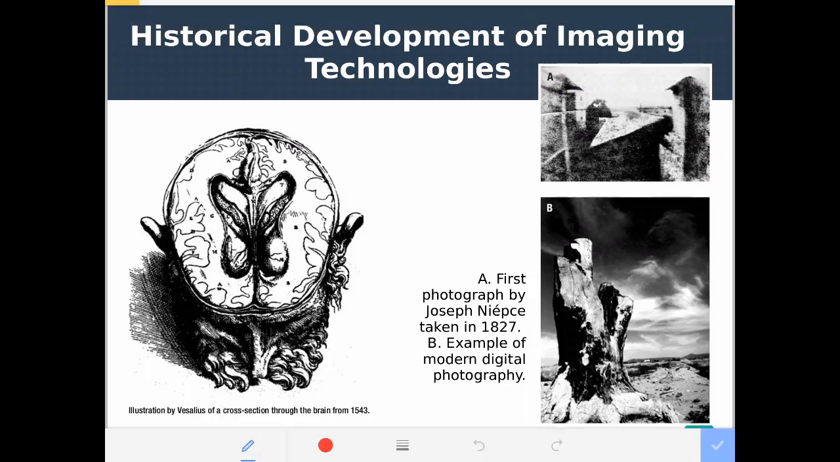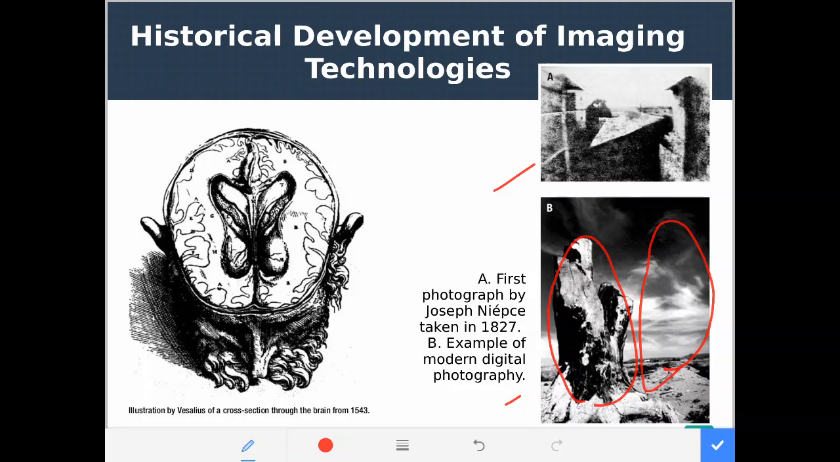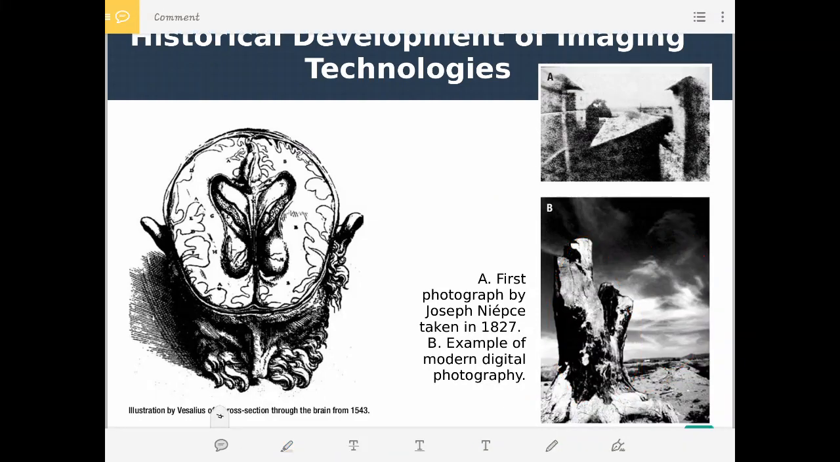Actually, you can barely distinguish much structure in the early photographs, but here you can see a tree stump in a desert. You can see in great resolution the cloud formations in the backdrop, and in the foreground your tree stump. This is in black and white, but of course digital photography can also capture color. So you have a more detailed structure, the rough surfaces, etc. You can see there's greater resolution in modern digital photography.